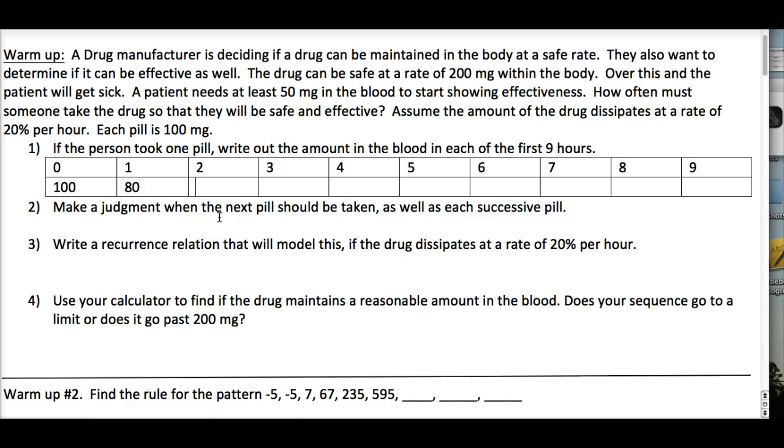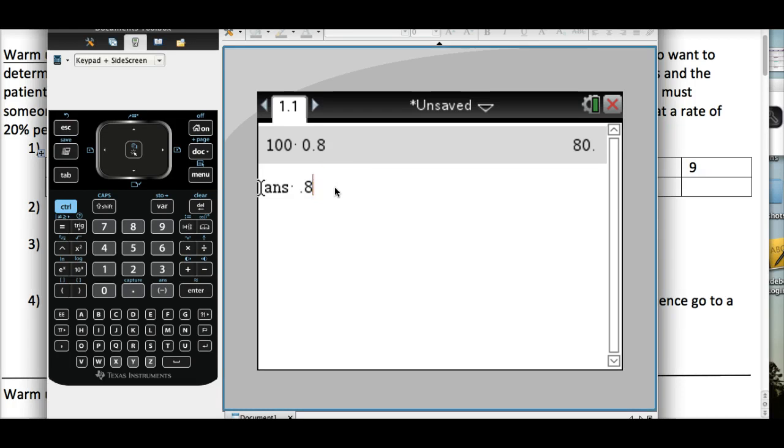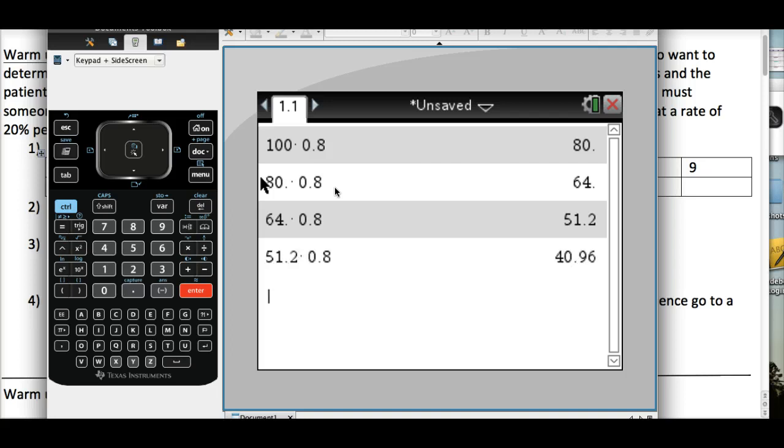Then if I have 80% of that, I'm going to have 64 milligrams in the next hour, and we continue this. A trick on your calculator is to do 100 times 0.8, which gives 80. Then you can take the answer, ANS, and multiply it by 0.8, and we come up with the 64. If I just do that redundantly, it keeps going, taking my previous answer and multiplying by 0.8. These would be the values that I plug into my table.